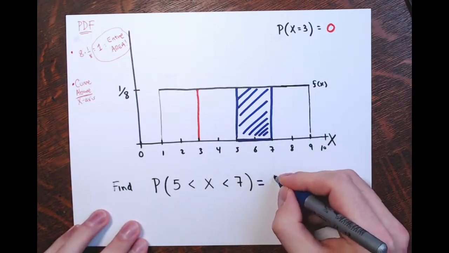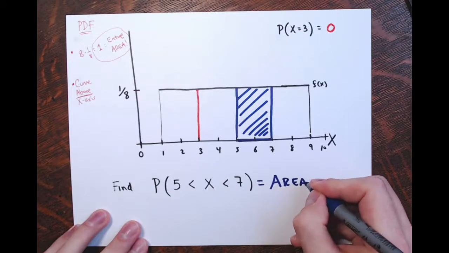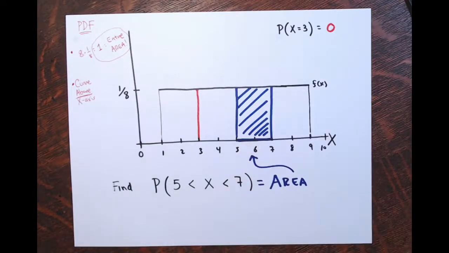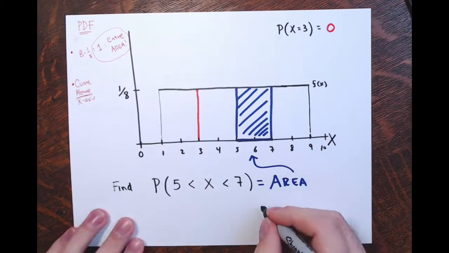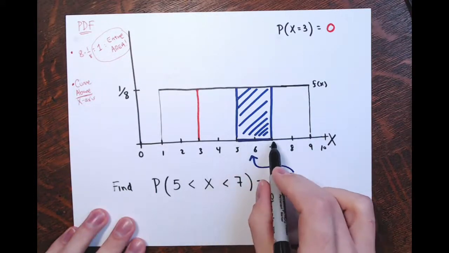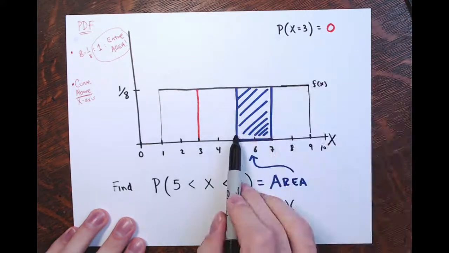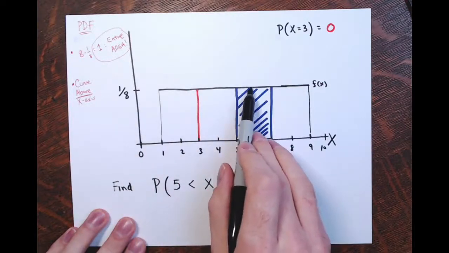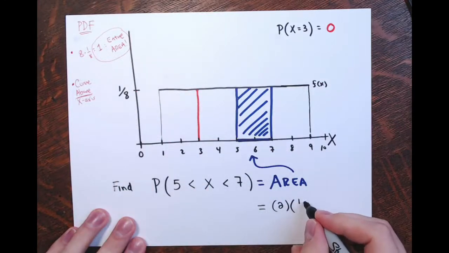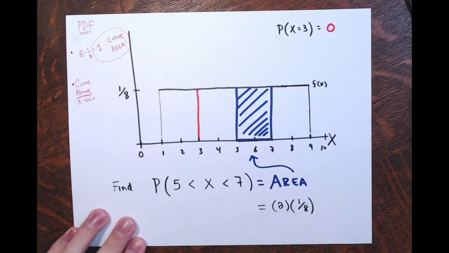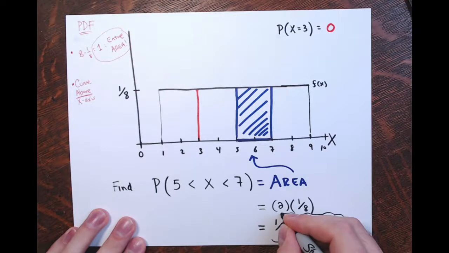So this probability is equal to, again, this area that I've just highlighted. Now, look at this shape. This is a rectangle, and the area of a rectangle is very easy to find. It's just the width, which is 2, multiplied by the height. Now the height is 1/8. The height of this curve is 1/8 of a unit on the vertical axis. And 2 times 1/8 is 1/4, 2/8, or 0.25 if you write it as a decimal, or 25%.